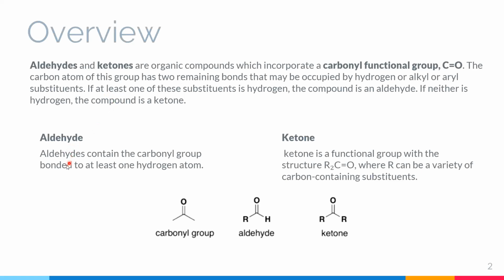So to make it easier, an aldehyde contains a carbonyl group bonded to at least one hydrogen atom, while a ketone may be bonded to two sets or a variety of carbon-containing substituents. So take a look here. This is how a carbonyl group would initially look like. Now this is an aldehyde. One is a hydrogen, as you can see, and this is a ketone. R and R, where R can be a variety of carbon-containing substituents, as mentioned a while ago.